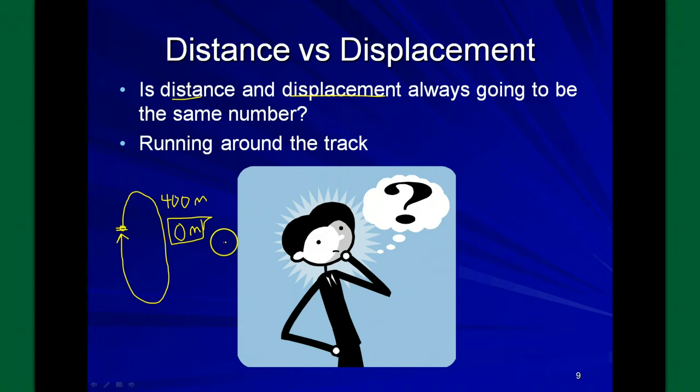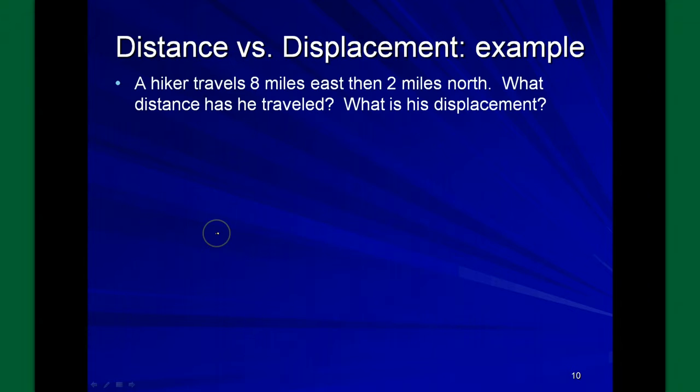Kind of depressing. But this is physics, it's not the real world. Yes, you ran 400 meters and that wasn't a waste of time, but we would say that your displacement is 0. I use that example to take you to this example. Let's consider this. A hiker travels 8 miles east and then 2 miles north. What distance has he traveled and what is his displacement?